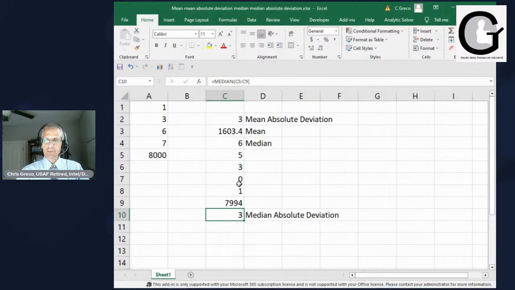So the mean absolute deviation and the median absolute deviation are about the same in this case. So I just thought I'd throw that out at you to show you how that works. You know, that the median doesn't change at all. That median absolute deviation changes very little.